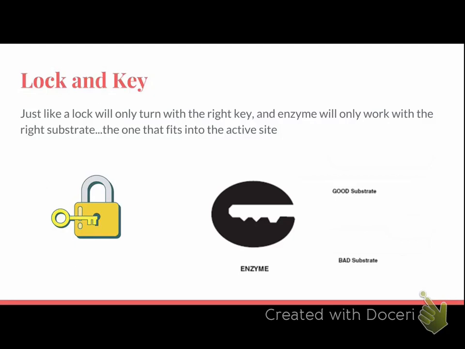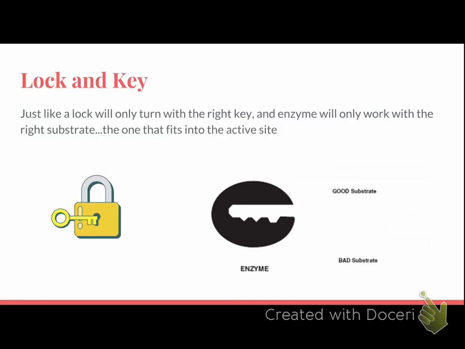So now let's look at lock and key. What does the lock and key model actually say? Well, think about the locks at your house. You have a key that works in your lock, but you can't take your key to a friend's house and get in their door, because not every key is made for every lock. So it's the same idea with every enzyme and every substrate. So just like a lock will only turn with the right key, an enzyme will only work with the right substrate. So it only works with the one that fits into the active site.